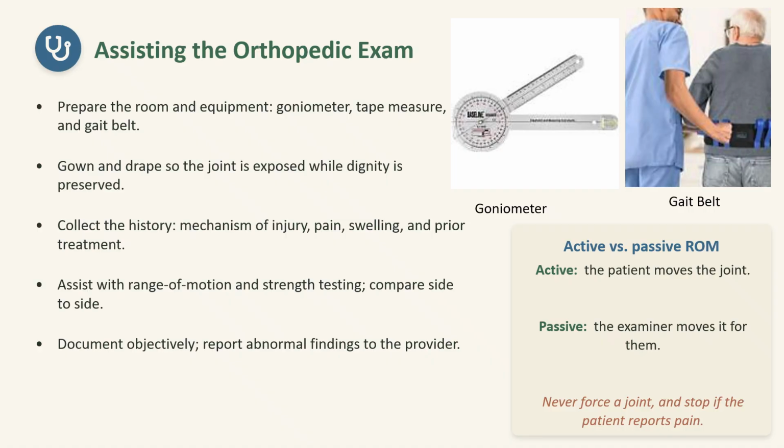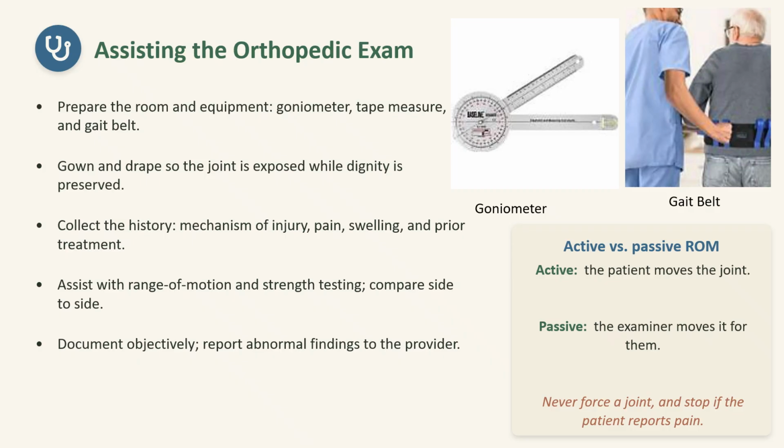First responsibility, assisting the orthopedic exam. Much of the value you add here happens before the provider walks in. Prepare the room and equipment. You may need a goniometer, the protractor-like tool used to measure joint angles, a tape measure for limb circumference, which detects swelling or muscle wasting, and a gait belt if the patient will be walking or transferring.